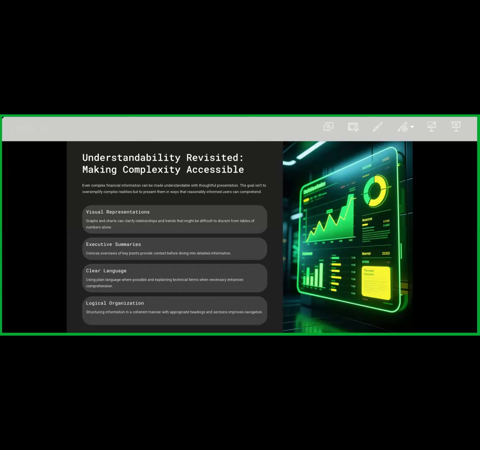Next one is clear language. Hectic or complex language must be avoided by the organization so that any stakeholder can understand the language. Then the logical organization, that is, structuring information in a simple manner with appropriate headings and sections, improves navigation. The data must be differentiated under different headings, so whatever requirements any stakeholder has, he can easily find it.